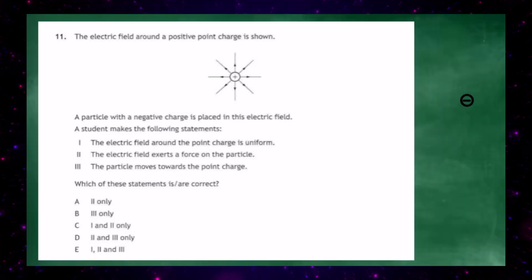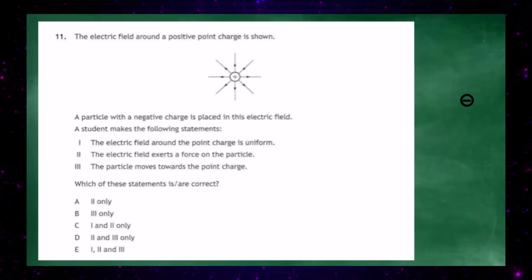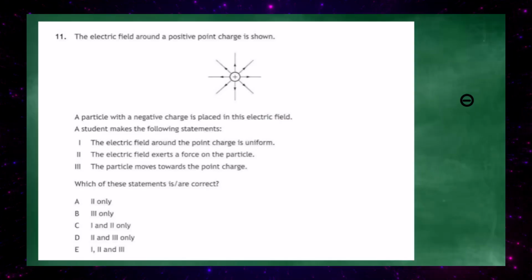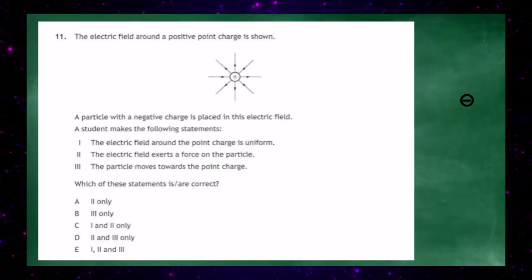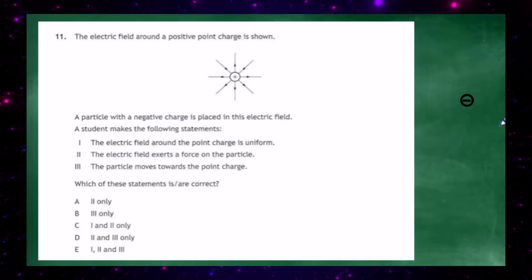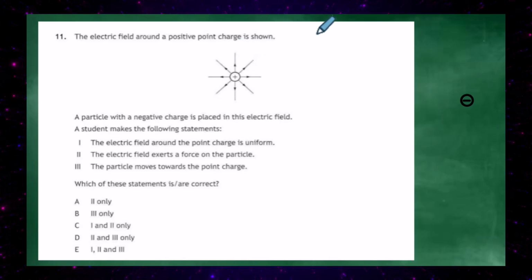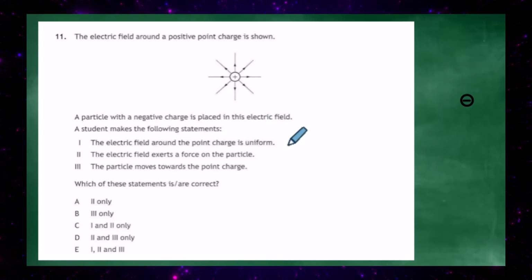Question 11. The electric field around a positive point charge is shown. A particle with a negative charge is placed in this electric field, and the student makes the following statements. The electric field around the point charge is uniform. No, it's not a uniform electric field because it's a radial electric field. The further you go out, you can see that the field lines are getting further apart. So it's not a uniform electric field. So we can say that one is false.